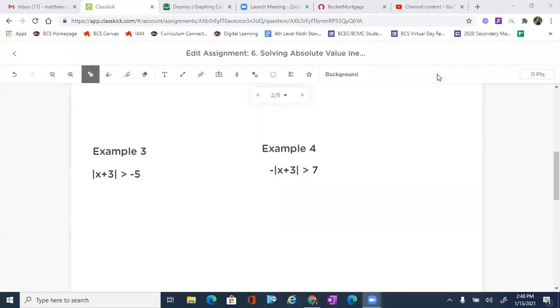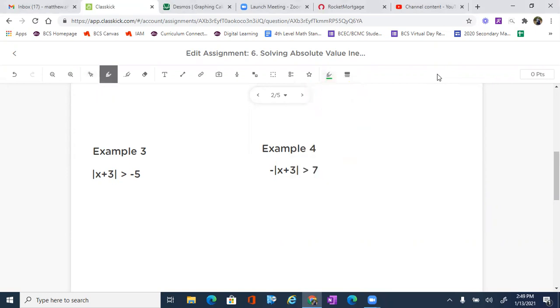All right, guys, we're going to be looking at solving absolute value inequalities in two special cases. All right, so the first thing I want to point out in example 3 is that it says the absolute value of x plus 3 is greater than -5.